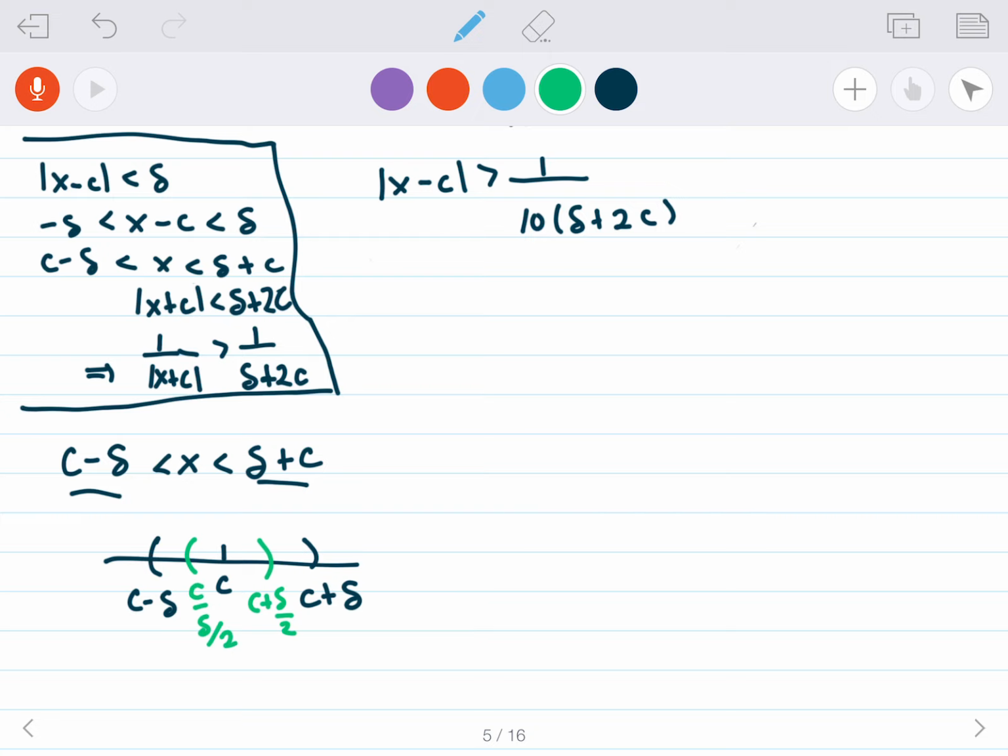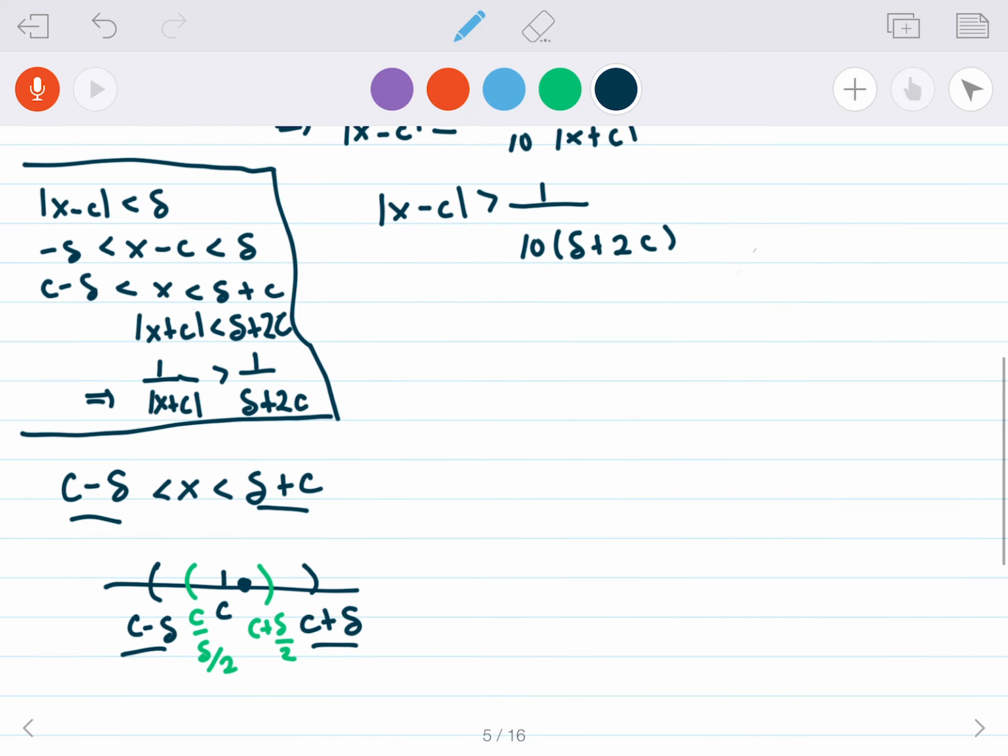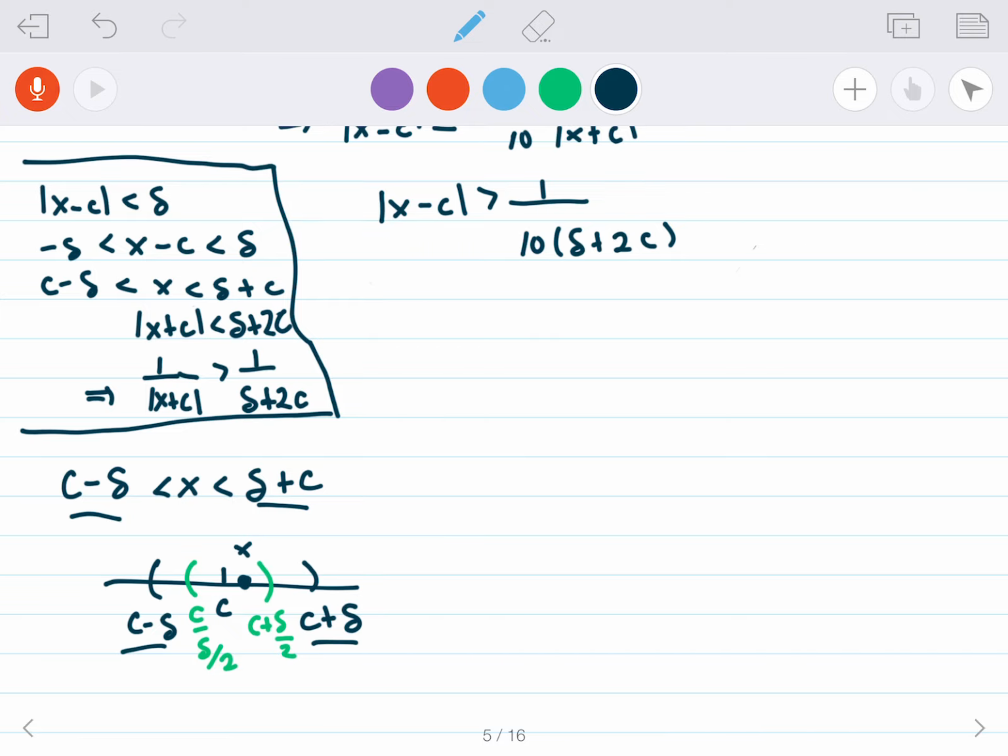So I'm saying, okay, I'm choosing an x that is in this neighborhood, okay? I'm going to choose an x in this smaller neighborhood that is contained in the bigger neighborhood, right? So I'm going to define x to be c plus delta over 2. And I guess it's technically not in this smaller neighborhood, but it's on the edge of it, but it's certainly contained in this delta neighborhood, and that's all we need for our hypothesis.